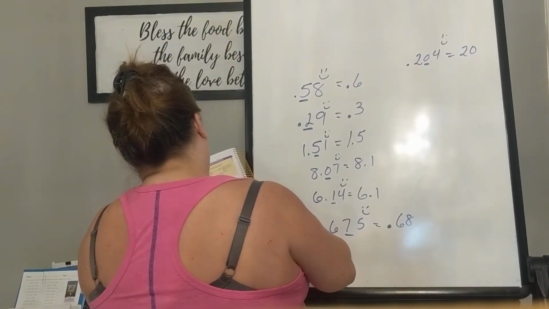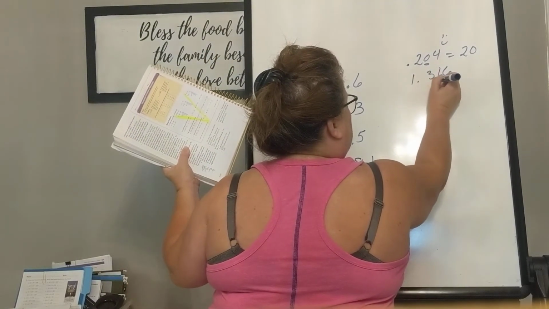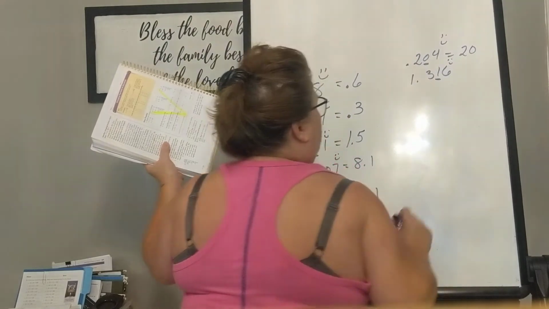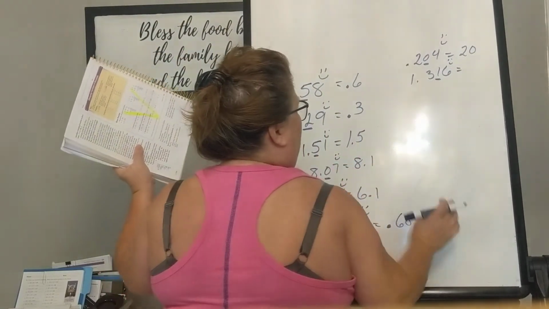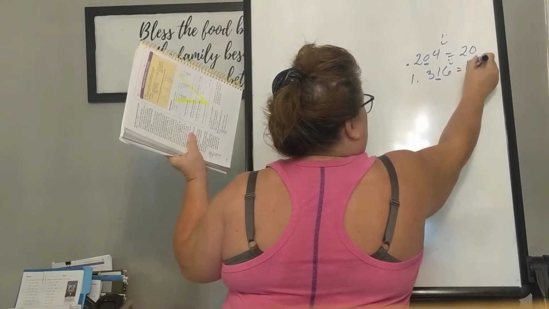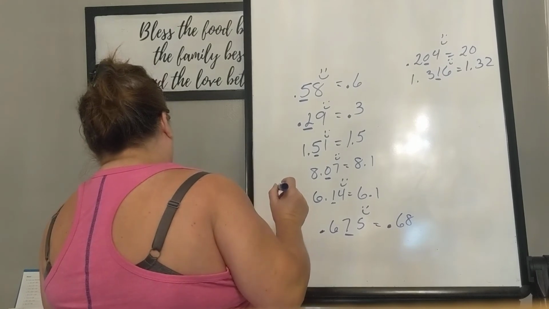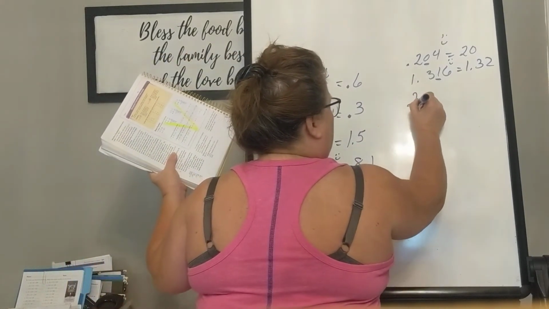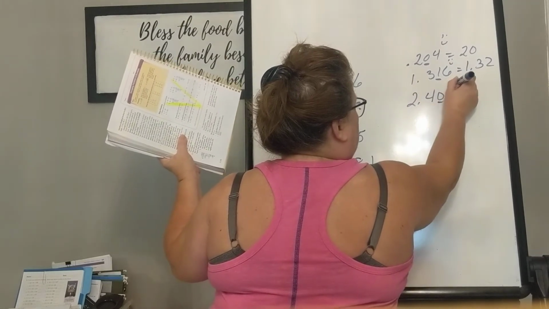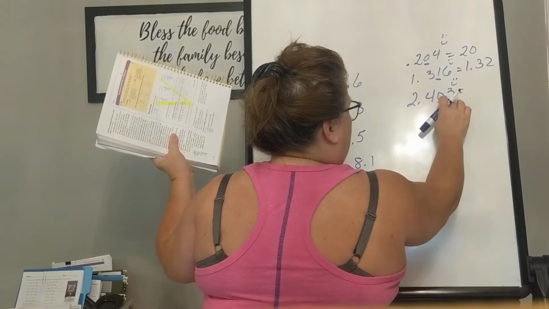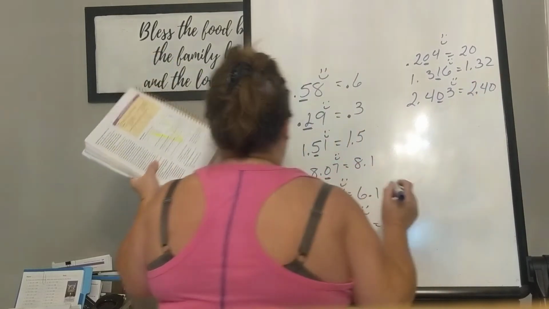Letter C, we have 1.316. We're rounding to the nearest hundredth. Underline it. The thousandths place is your looker digit. It's 5 or above, so we add 1 to our hundredths place, 1.32. Letter D, we have 2.403. We're rounding to the nearest hundredth. Thousandths place is our looker digit. It's less than 5, so we leave our hundredths place alone, 2.40.